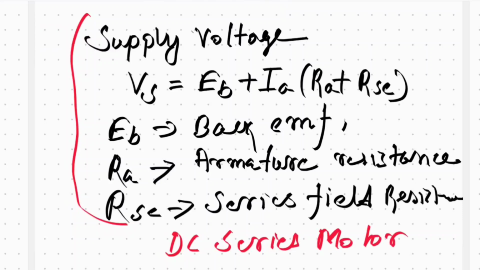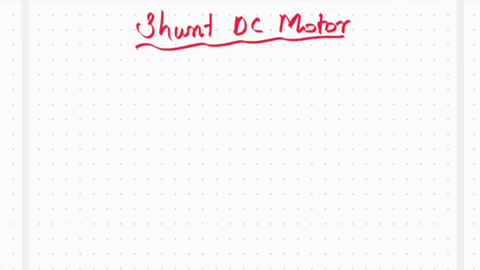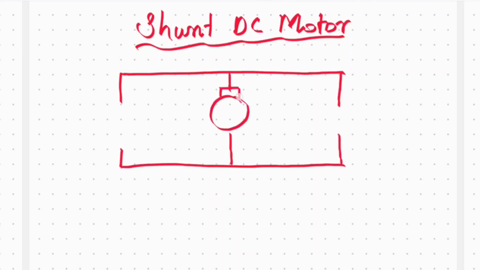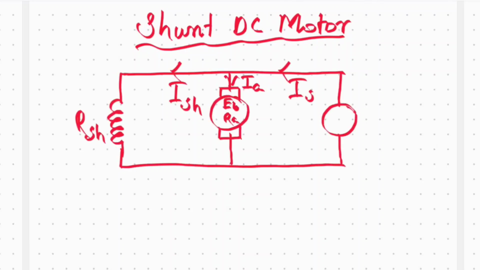Now we'll see the shunt DC motor. First we'll draw the diagram. Okay, this is the diagram of the shunt DC motor. This is a parallel circuit, where the field winding is connected in parallel with the armature winding, so that the supply voltage is applied across it, and it is known as a shunt DC motor.